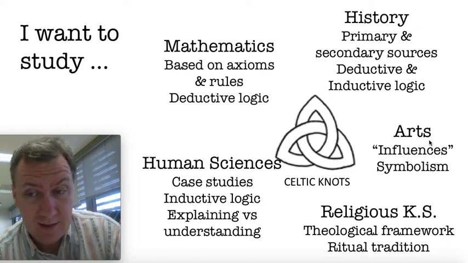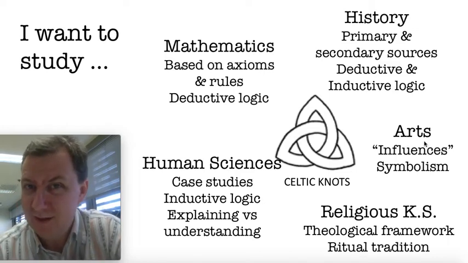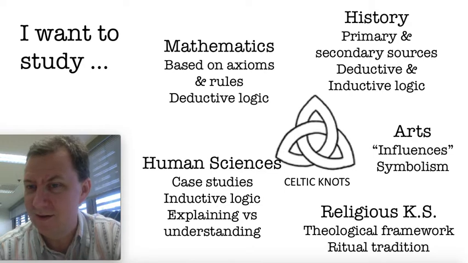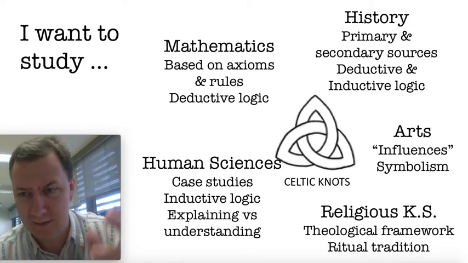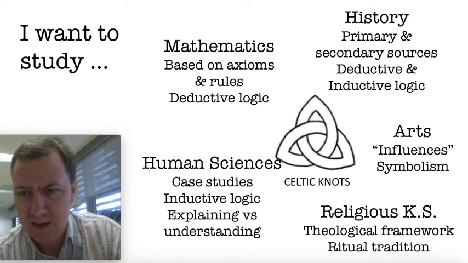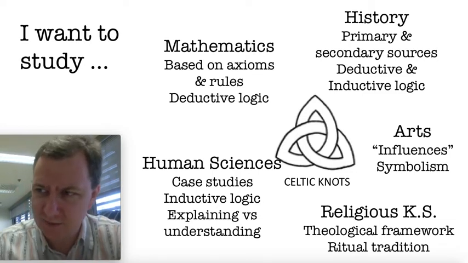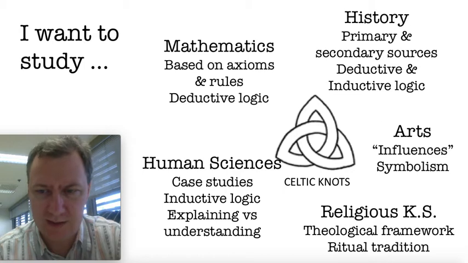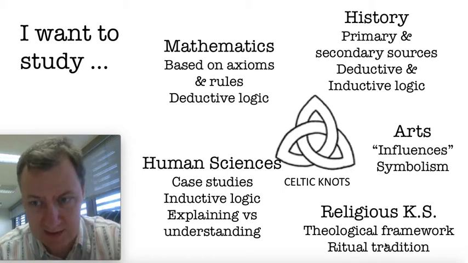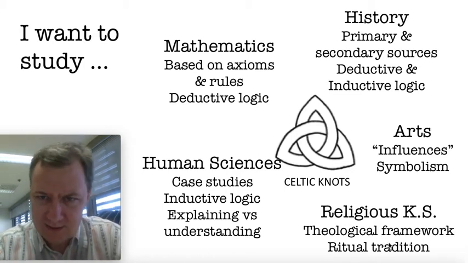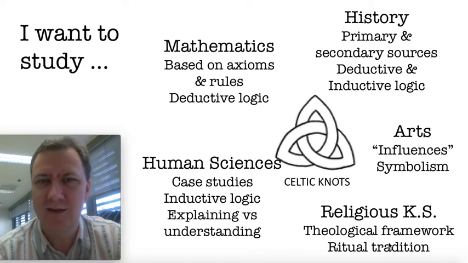If you're looking at the arts, you could think about the idea of influences, right? And you could talk about symbolism. And if we're studying religious knowledge systems, we've got to fit everything within a religious framework or a ritual tradition. Okay? So these are the different approaches you take within those areas.